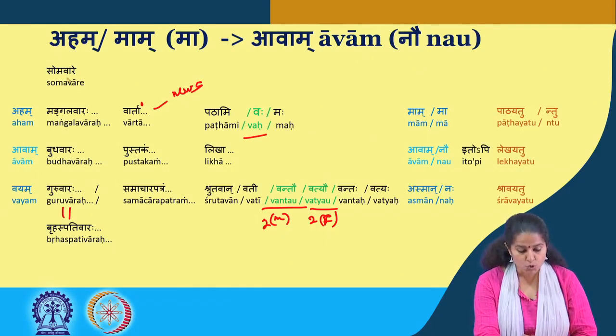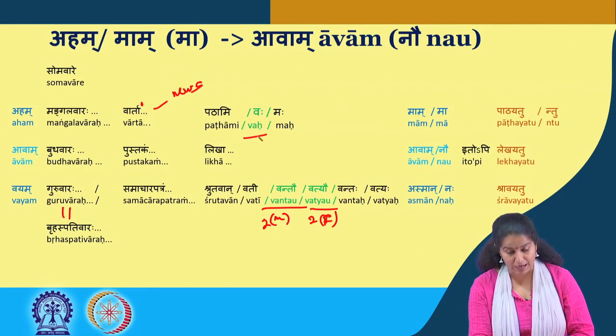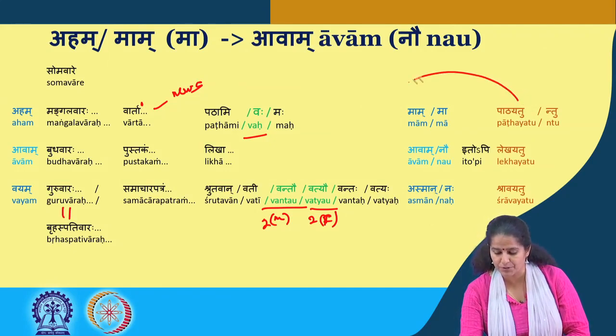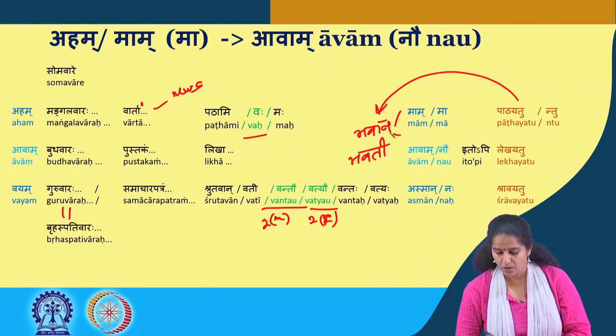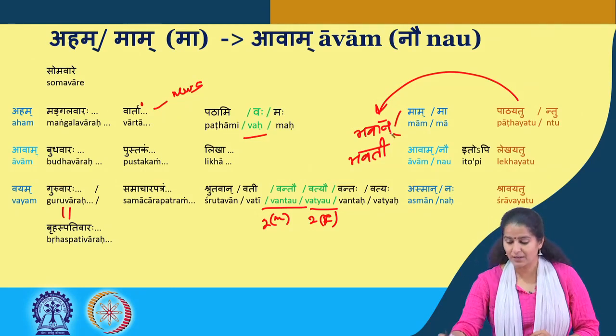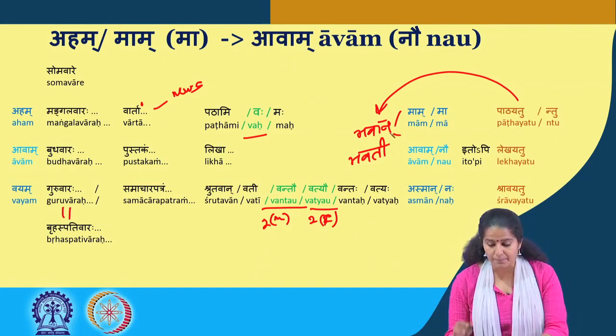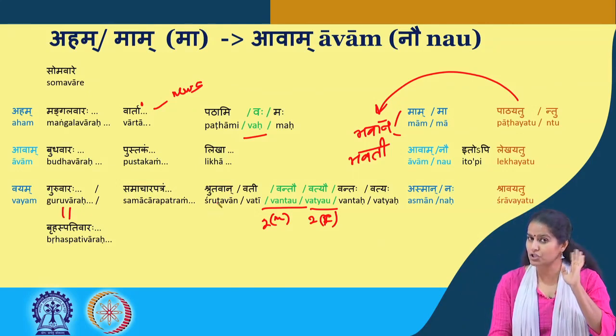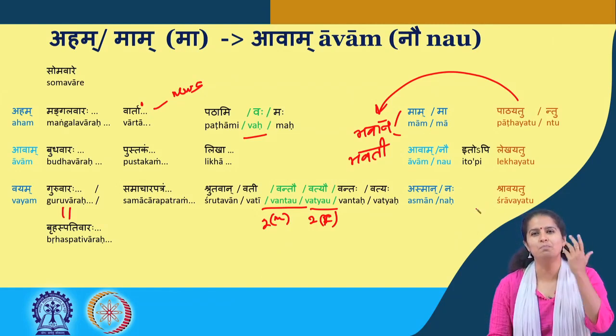So avam somavare vartam pathavaha. Avam, or now, itopi pathayatu. So aham pathami itopi pathayatu. This signifies that there is a subject somewhere here which can either mean bhavan or bhavati. So bhavan pathayatu, please you teach me, or bhavati pathayatu. Alright, so then it will make sense. And similarly, likhati becomes lekhayatu, make me write. And the final one, shrutavan or shrinoti becomes shravayatu, so make me hear.